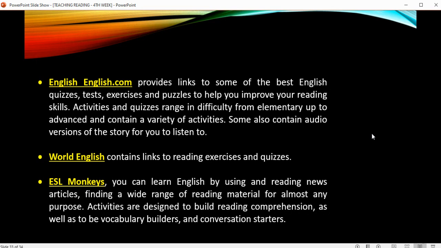The other one is World English. It contains links to reading exercises and quizzes. The other, ESL Monkeys. You can learn English by using and reading news articles. Remember, news articles. You will find a wide range of reading material for almost any purpose. Activities are designed to build reading comprehension as well as to be vocabulary builders and conversation starters.